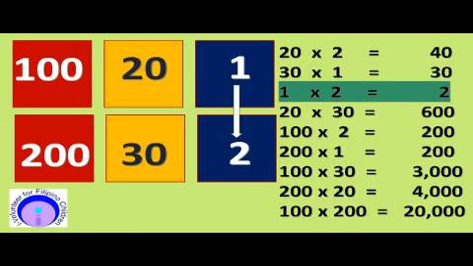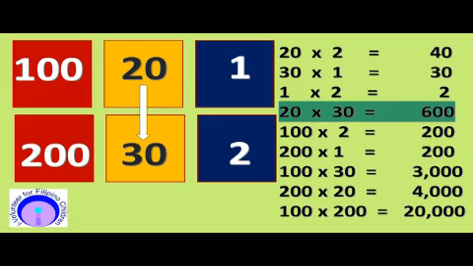Third step is to multiply the ones and the ones. 1 times 2 is 2. Therefore, the accumulated sum is 72 at this point. Step 4. Tens and tens. 20 times 30 is equal to 600. Therefore, at this point, the sum is 672.